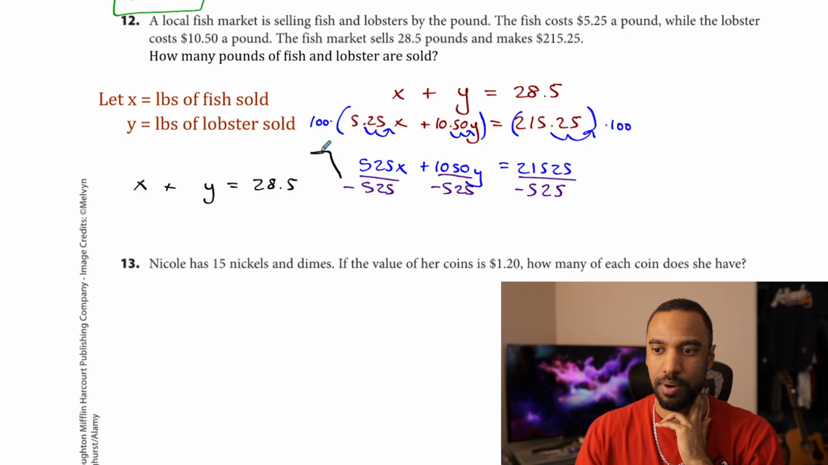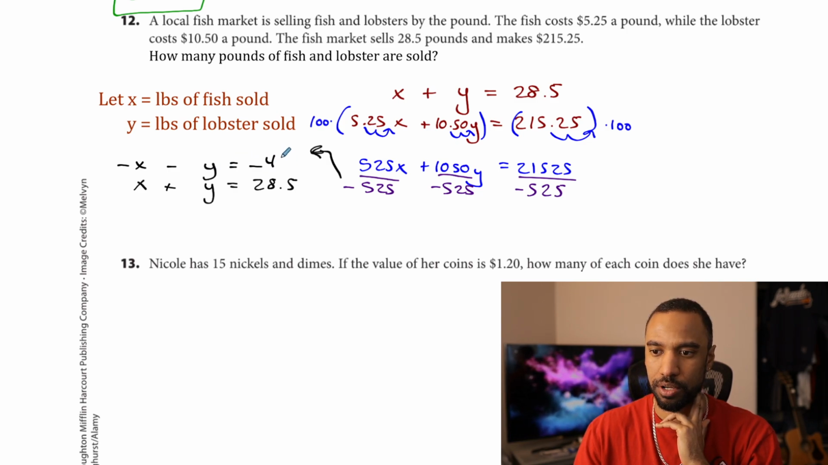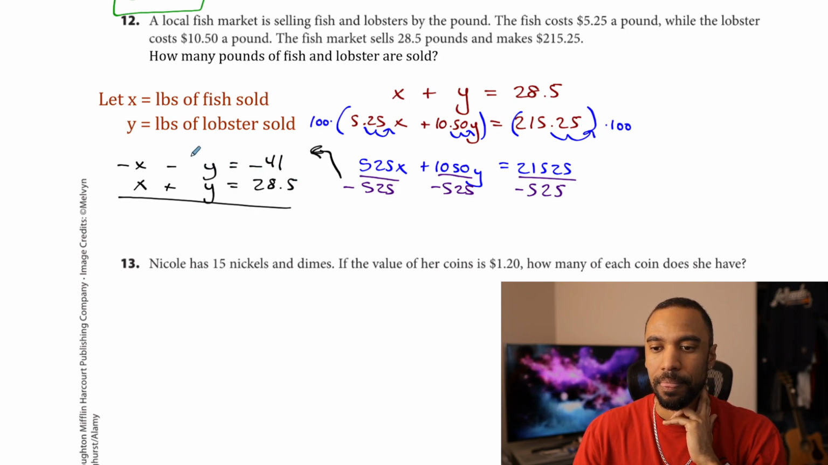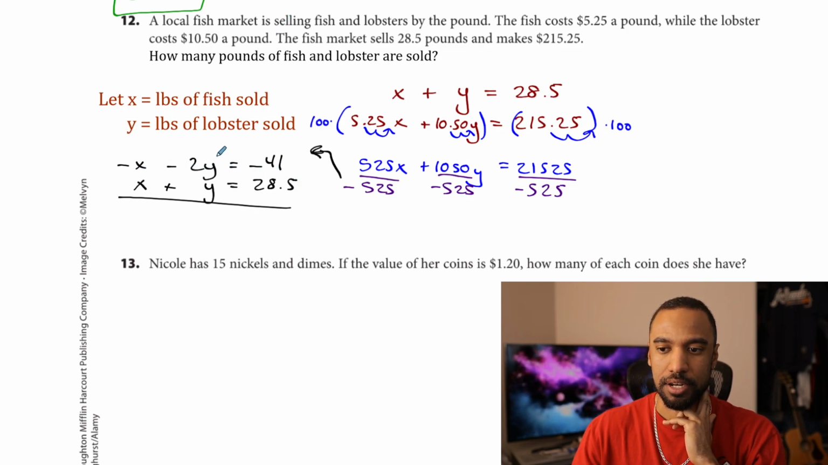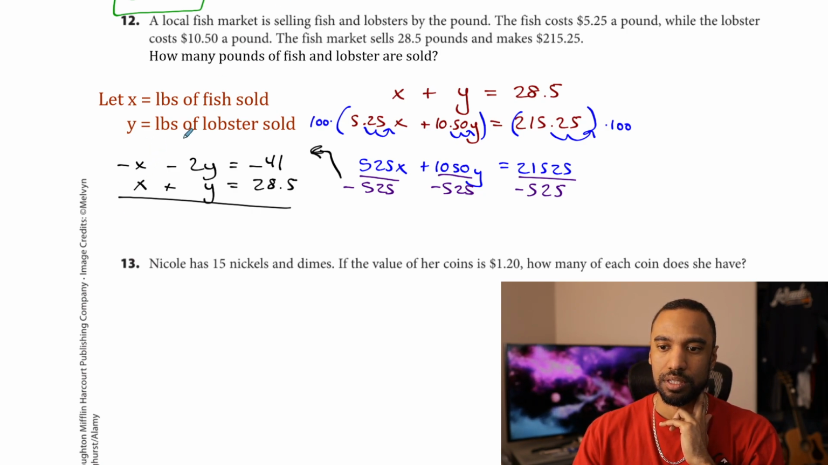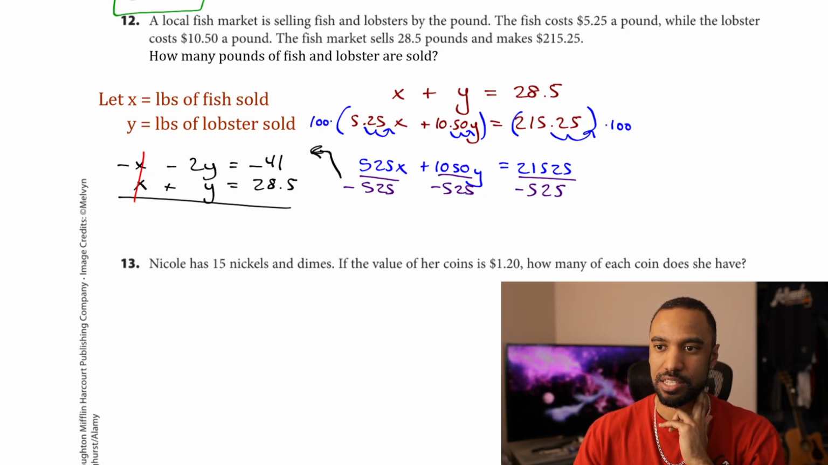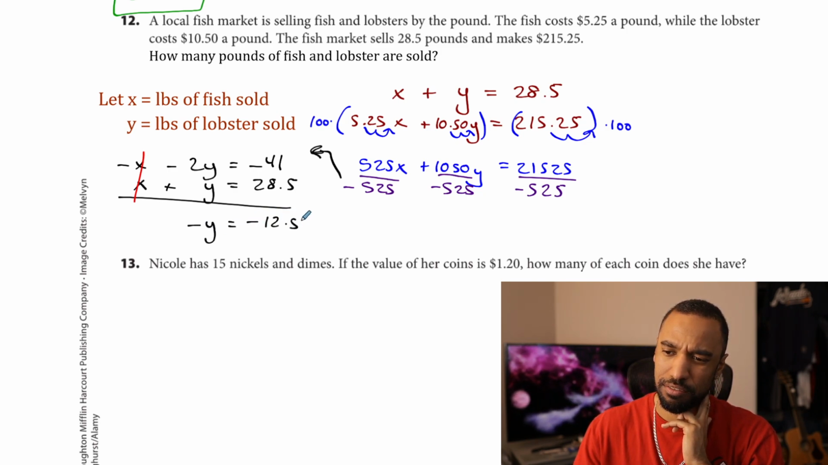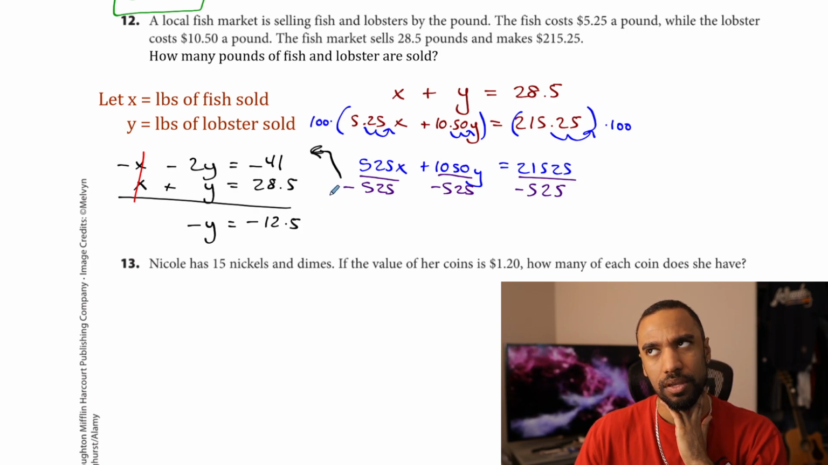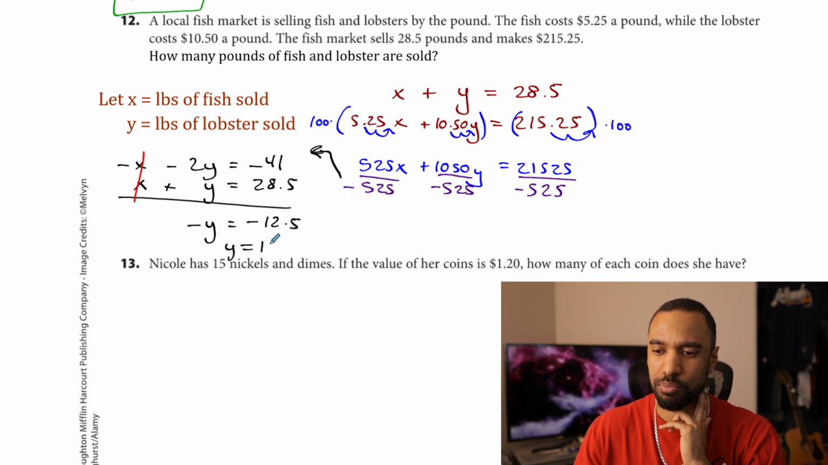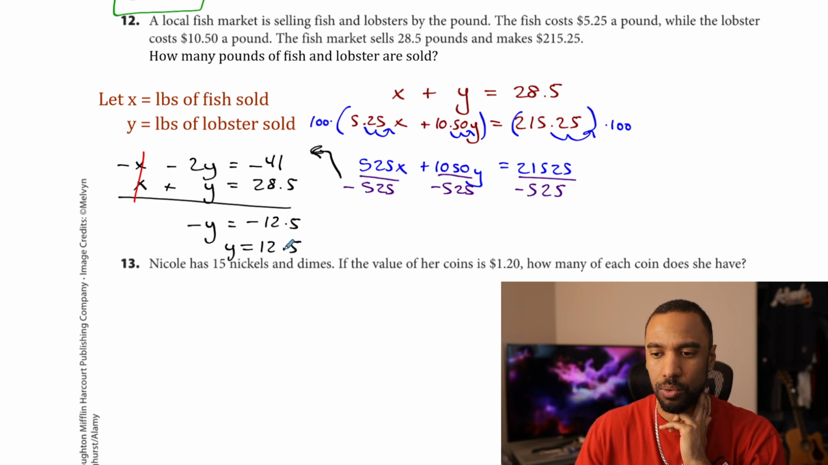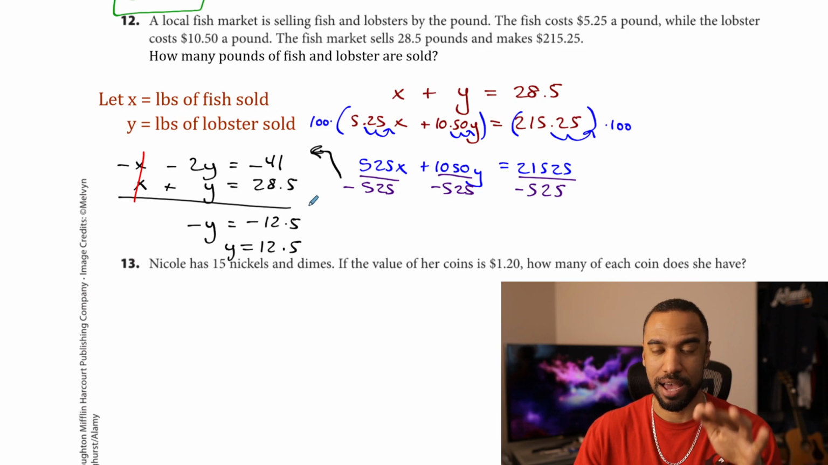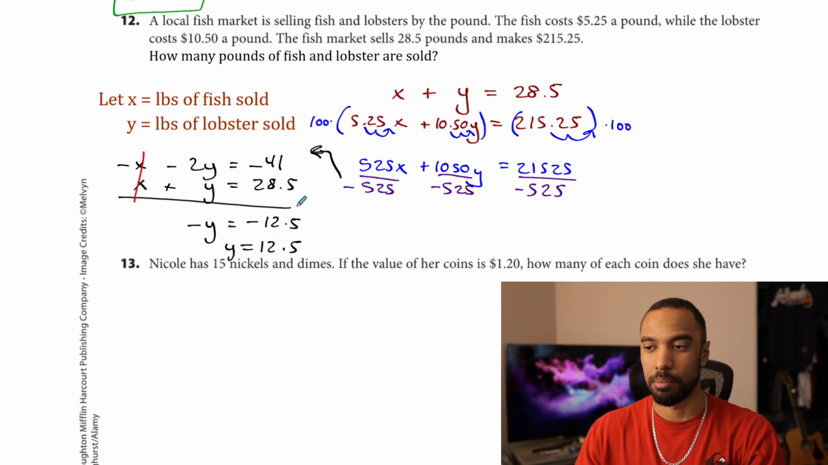So right here, I'm going to be writing negative x minus 2y equals negative 41. So here these x's eliminate. This actually does leave me with a negative: negative y equals negative 12.5, I think. So positive y equals positive 12.5. Now this one being a decimal is okay. This isn't money, by the way. This is number of pounds. 12.5 pounds of lobster apparently were sold.